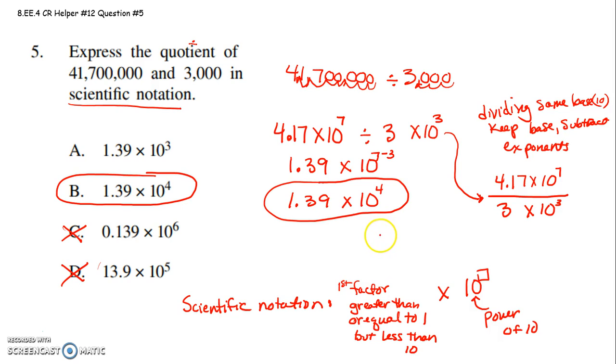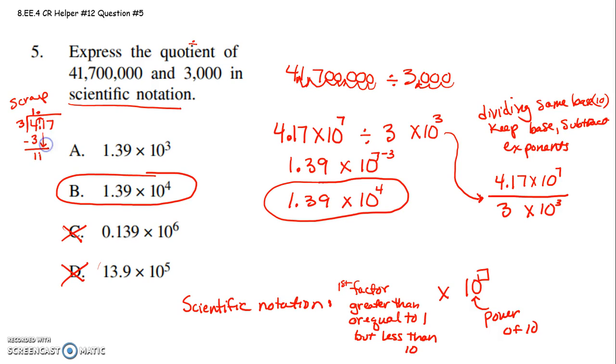And for those of you who just feel like watching the video all the way to the end, why don't I go ahead and do the long division? So I'm going to take 4.17 and divide that by 3. 3 goes into 4 once. 1 times 3 is 3. Subtract off 1. Make sure you drag that decimal point right up.